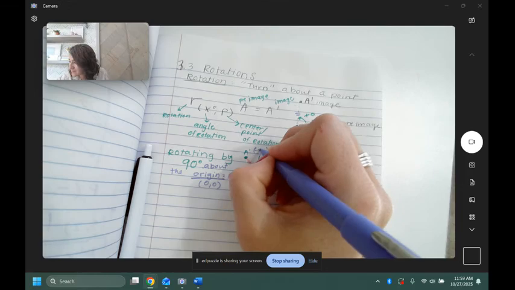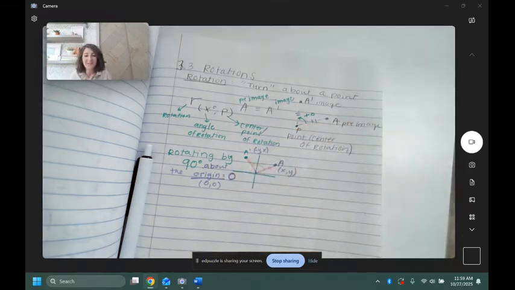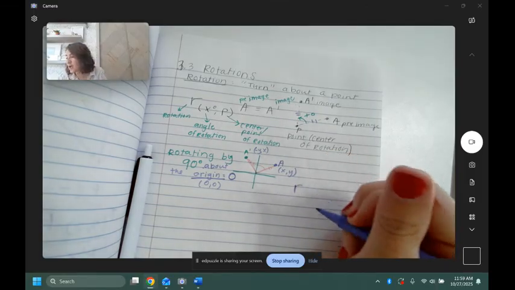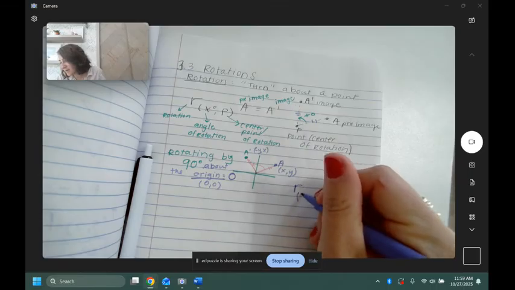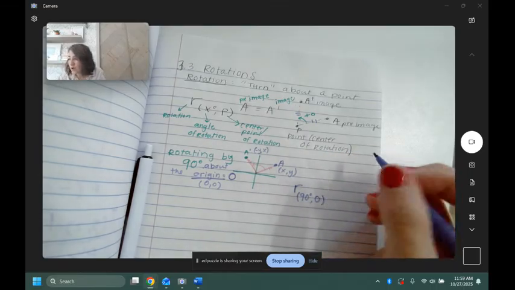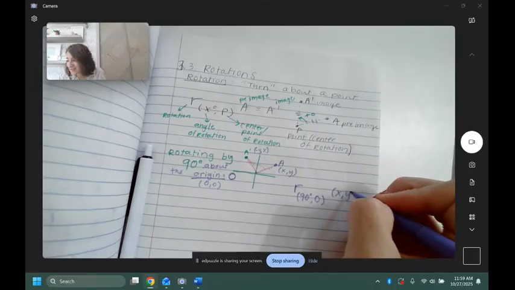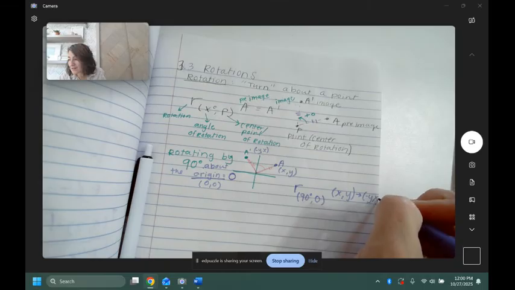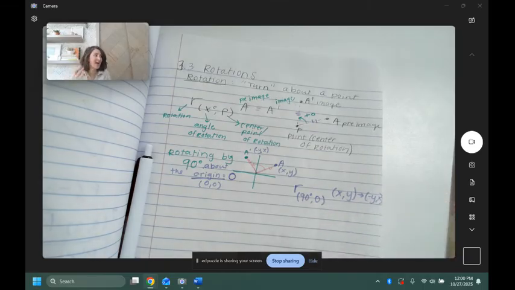So this point becomes negative X, negative Y, X. And if we write this all the way out in symbols, a rotation of 90 degrees about the origin takes your x, y and turns it into negative y, x. So you don't have to do any math or any calculations to figure that out. You're just switching the places of the coordinates and the y turns negative.